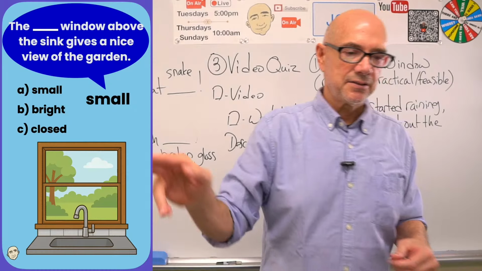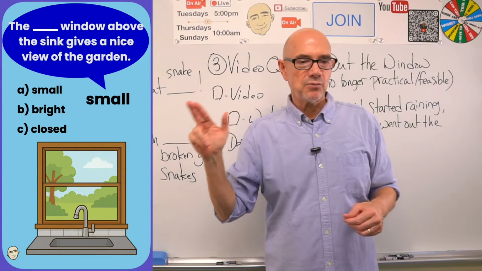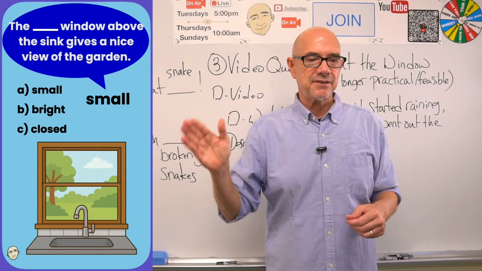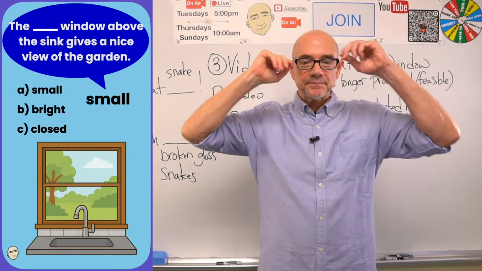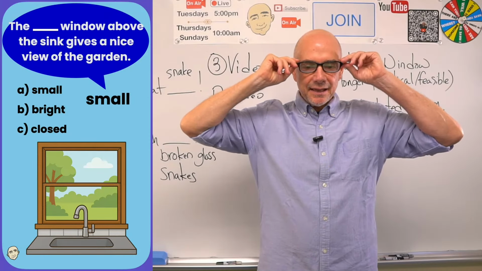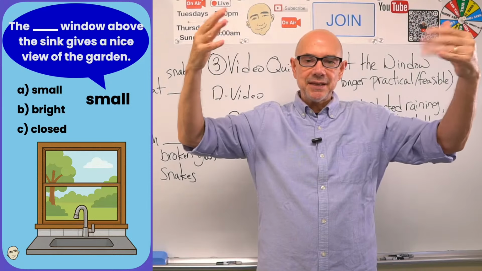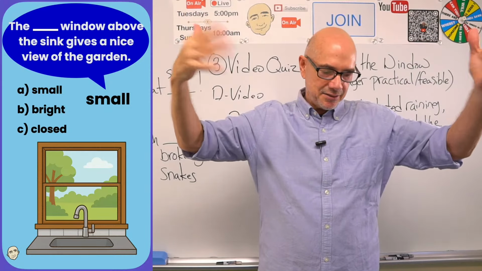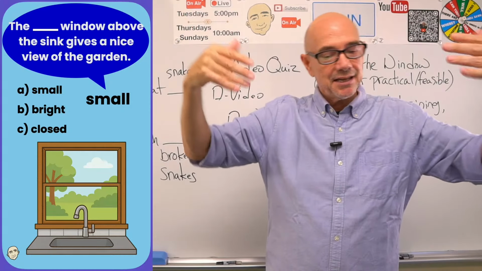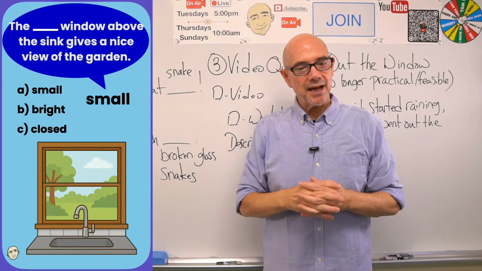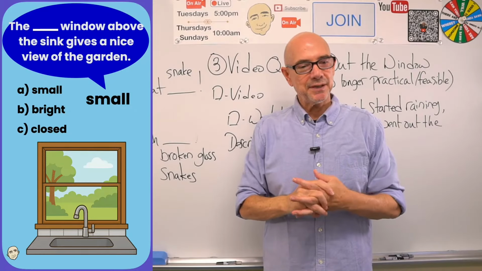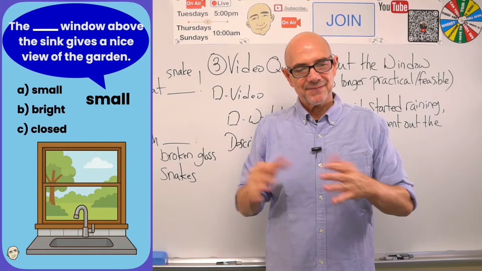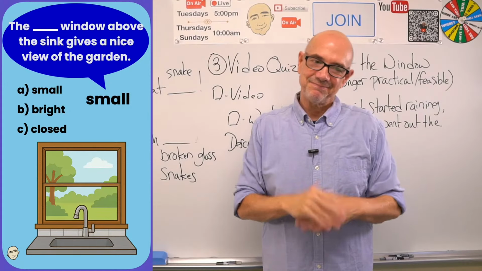Small. So it's a small window. The small window above the sink gives a nice view of the garden. Bright window. Yeah, I mean, bright means like the sun is always coming in. So bright would be okay. The bright window above the sink. Yeah, bright would be good. But I don't know. It's a small window.